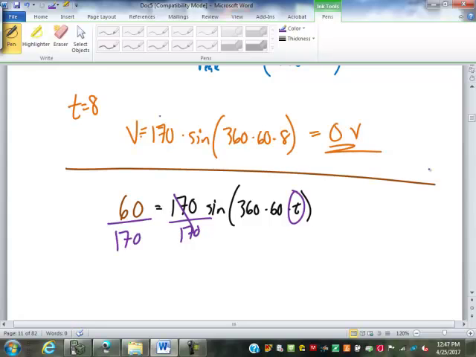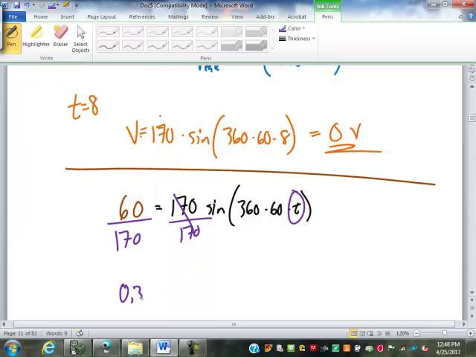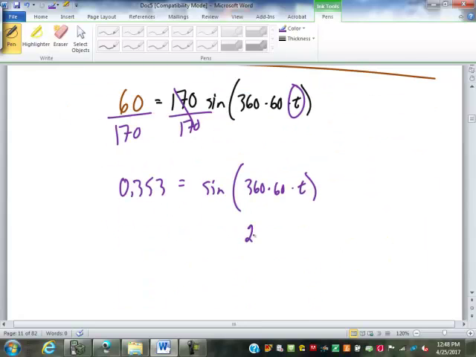You're going to divide by the 170. So now I'm going to keep this in my calculator. 60 divided by 170. I'm going to write down the decimal. Oops. Let me try that again. 0.353, but I'm keeping it in my calculator, equals the sine of 360 times 60 times t. I could have done the 360 times 60, I just didn't for some reason. That is what? 21,600, I believe.